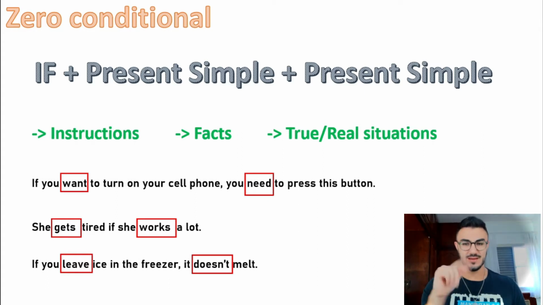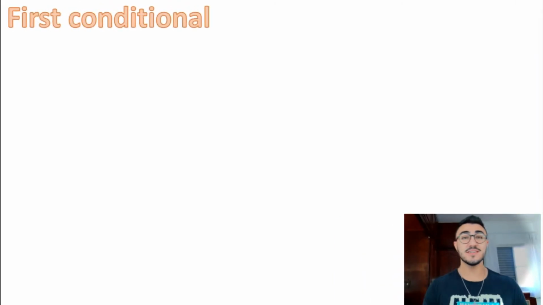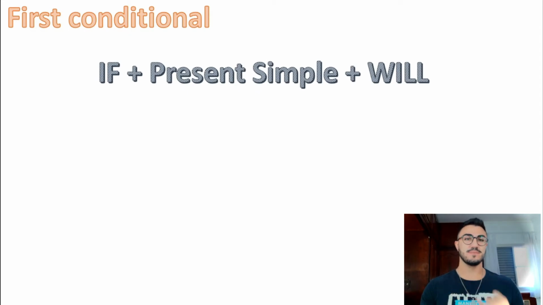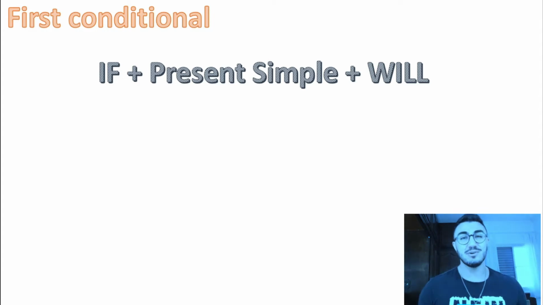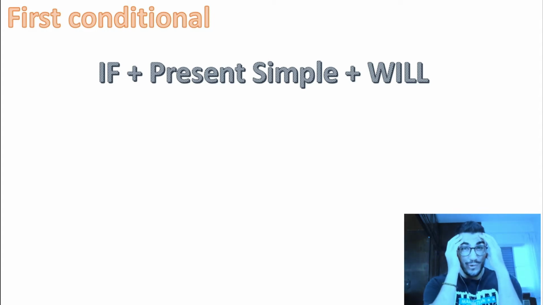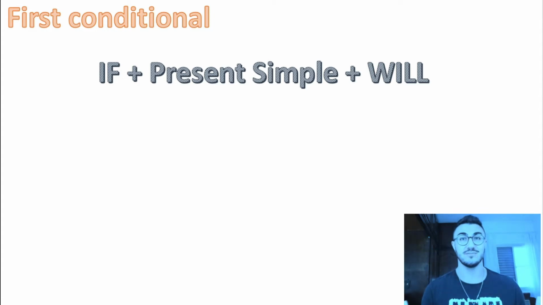All right, let's move on. First conditional now. Let's see the structure. If, present simple, will. I need to use will, so it's going to be future. Okay? Present simple plus will. It's mandatory to use will. Please, will for first conditional.